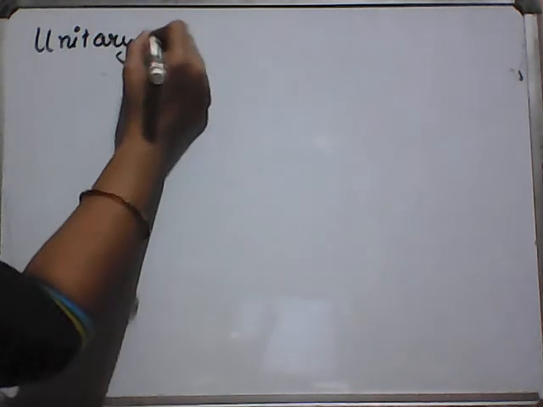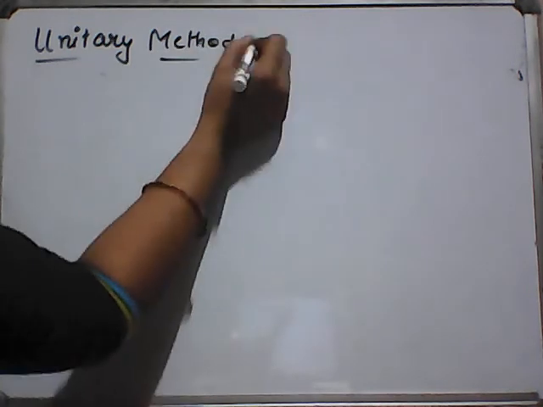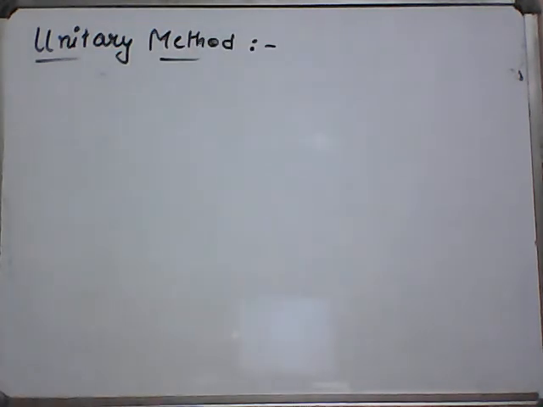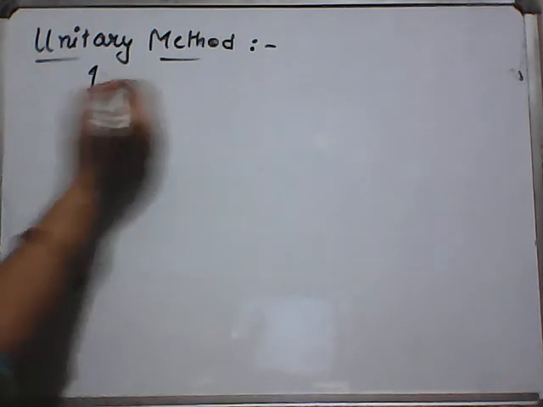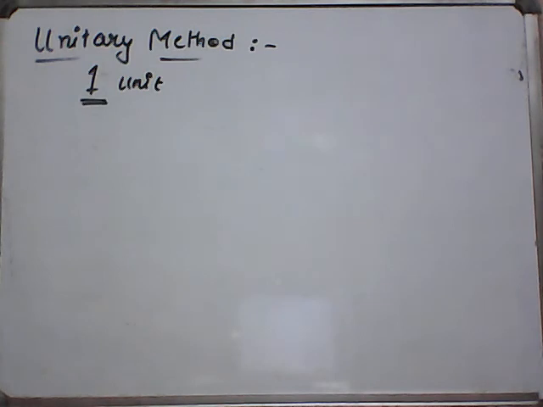Next is the unitary method. When we have to compare quantities by using the unitary method, we first find the value of one unit. Unitary means one unit. Firstly, we have to find the value of the one unit. After that, we can find the value of the required number of units.